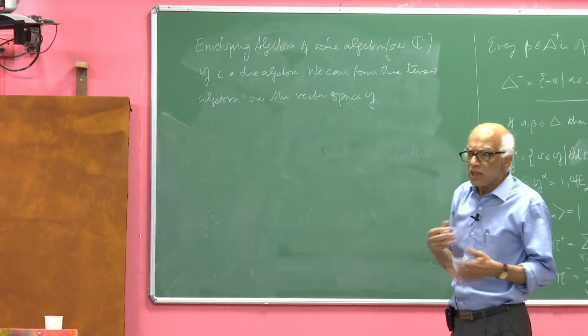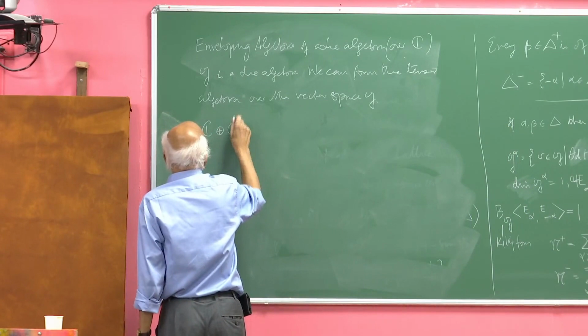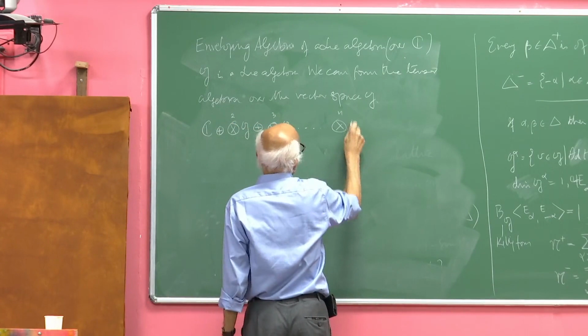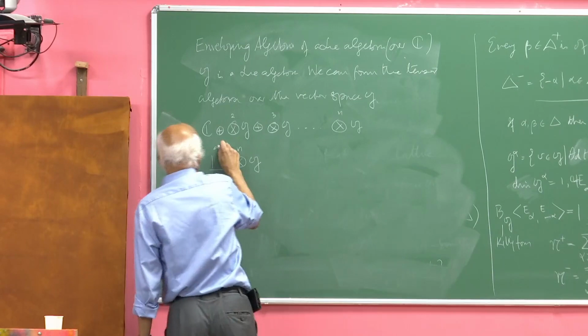I just looked at the tensor algebra. What is this algebra? This is nothing but the algebra, the base field C plus G, direct sum second tensor power of G, direct sum third tensor power of G, and so on. So it's a direct sum of the n-fold tensor product of G with itself, n going from 0 to infinity. This is a priori a vector space.